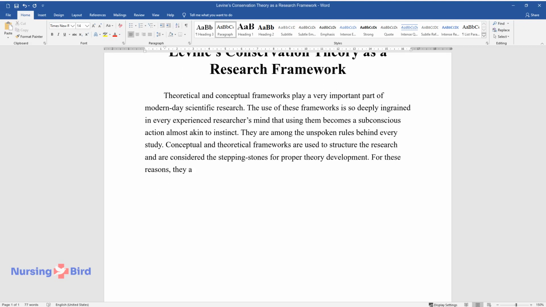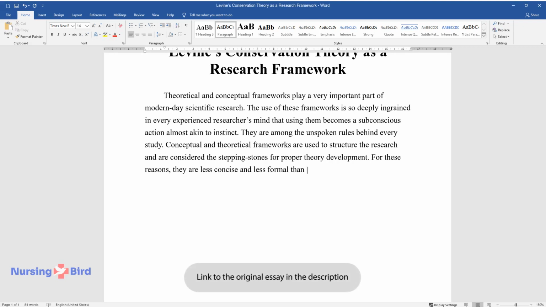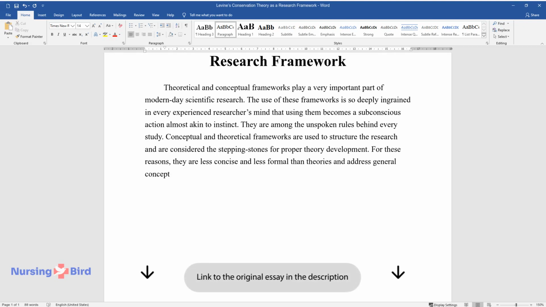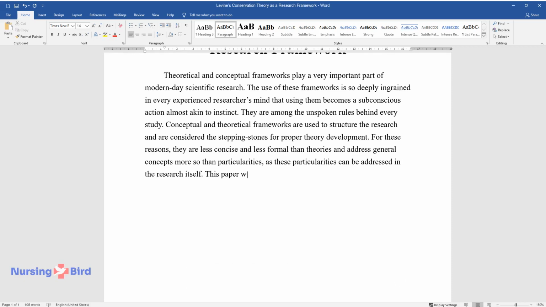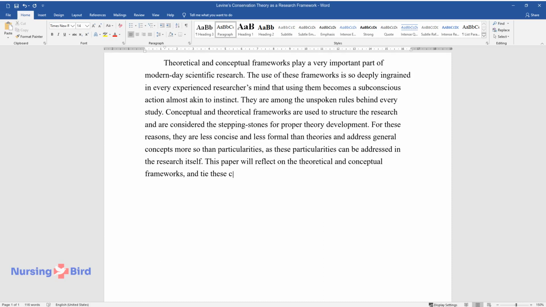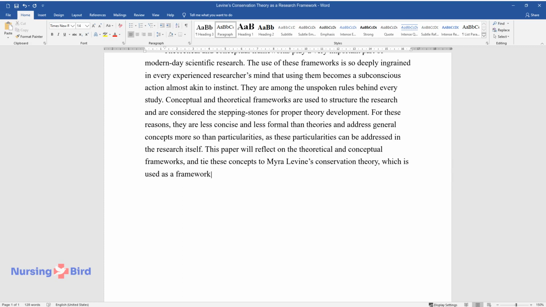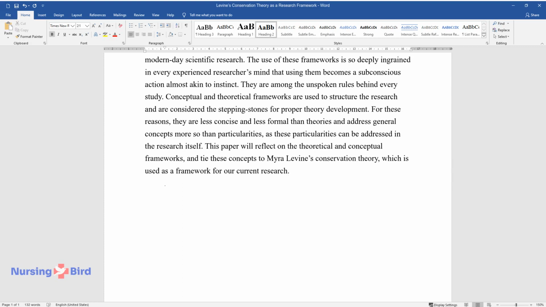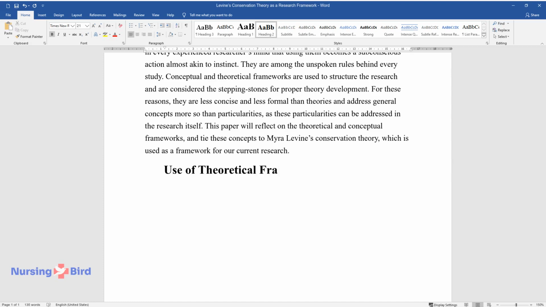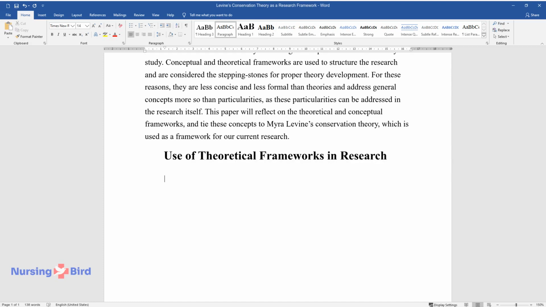For these reasons, they are less concise and less formal than theories and address general concepts more so than particularities, as these particularities can be addressed in the research itself. This paper will reflect on the theoretical and conceptual frameworks, and tie these concepts to Myra Levine's conservation theory, which is used as a framework for our current research. Use of theoretical frameworks in research.